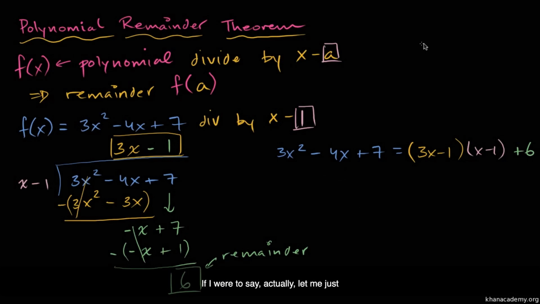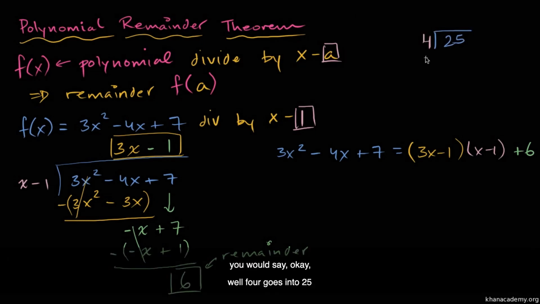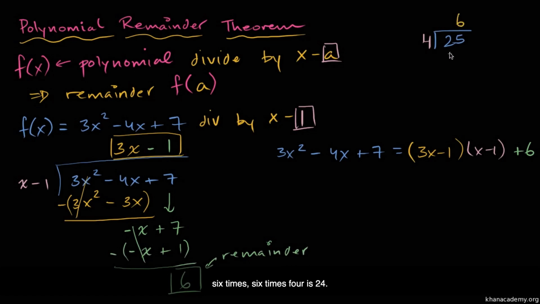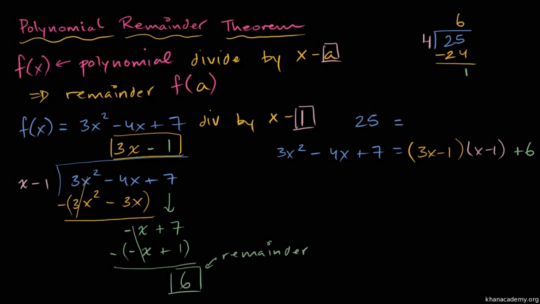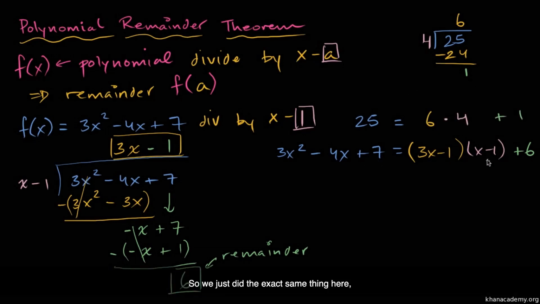And the analogy here is exactly the analogy to when you did traditional division. Let me just show you the analogy. If I were to say 25 divided by 4, you would say, okay, 4 goes into 25 6 times. 6 times 4 is 24. You would subtract, and then you would get a remainder of 1. Or another way of saying this is that 25 is equal to 6 times 4 plus 1. And so we just did the exact same thing here, but with expressions.